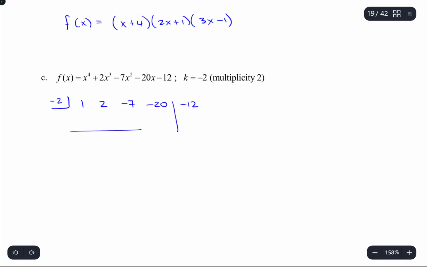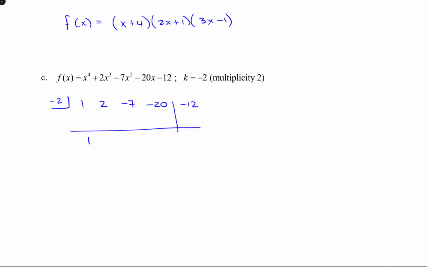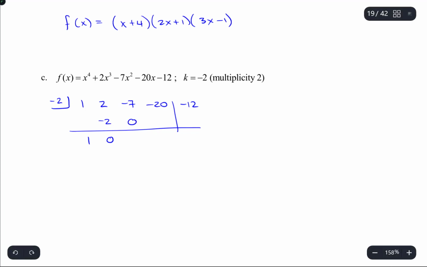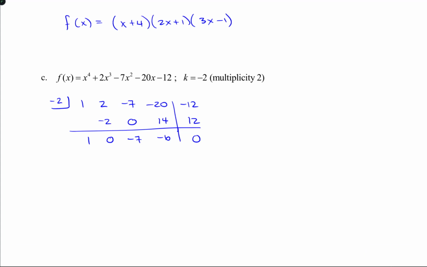All right, bring the 1 down. Negative 2 times 1 is negative 2. That column adds to 0. So anything times 0 is 0, so this becomes negative 7. That would add up to positive, or multiply to positive 14. This column would add to negative 6. Negative 2 times negative 6 is positive 12, so the result is 0.